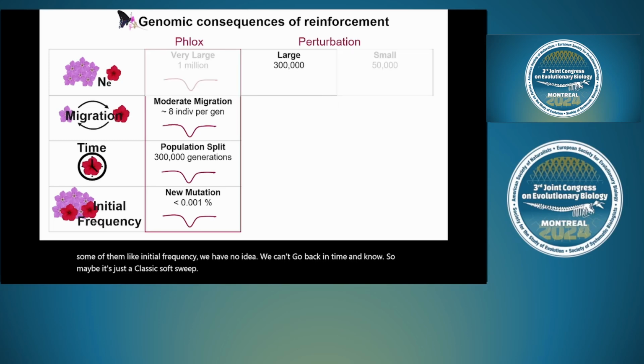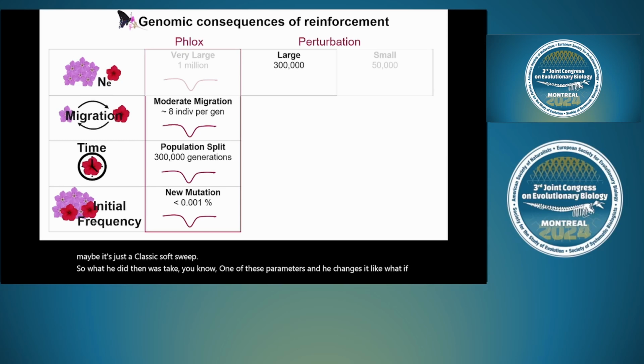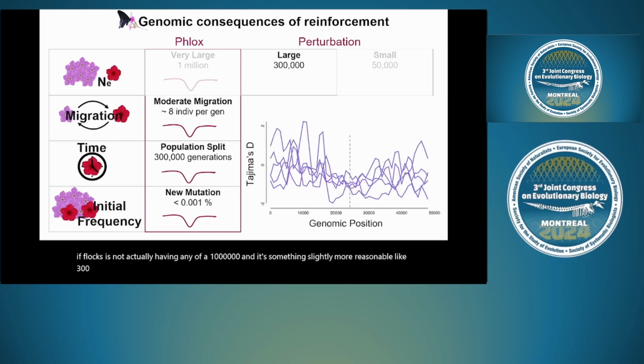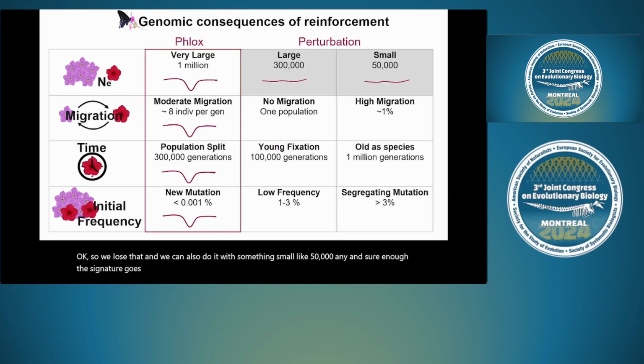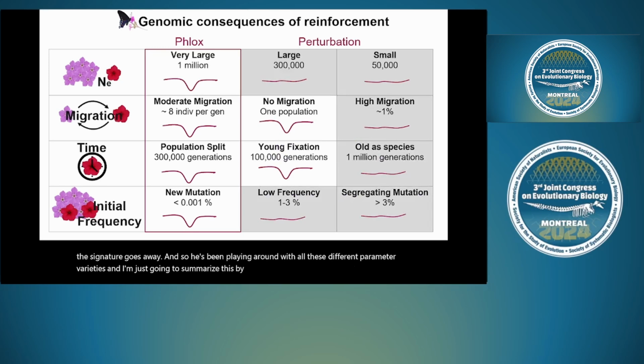So what he did then was take one of these parameters and change it. Like, what if flocks does not actually have an Ne of 1 million, and it's something slightly more reasonable, like 300,000? Guess what? It goes away. Okay, so we lose that, and we can also do it with something small, like 50,000 Ne, and sure enough, the signature goes away. And so he's been playing around with all these different parameter varieties, and I'm just going to summarize this by saying there's actually a pretty small parameter space under which we are seeing a signature of selection.